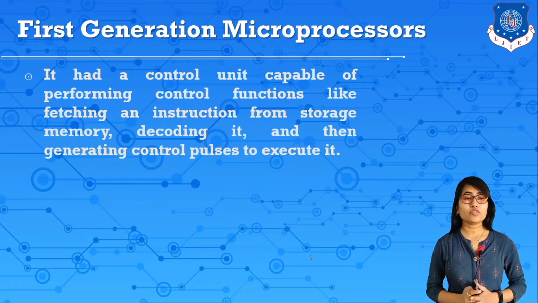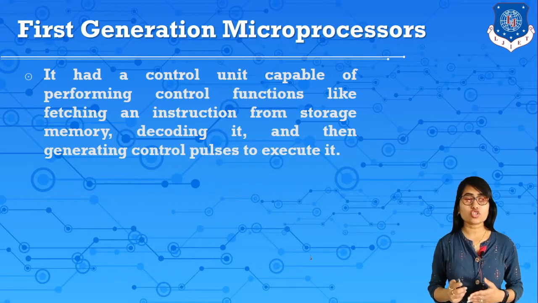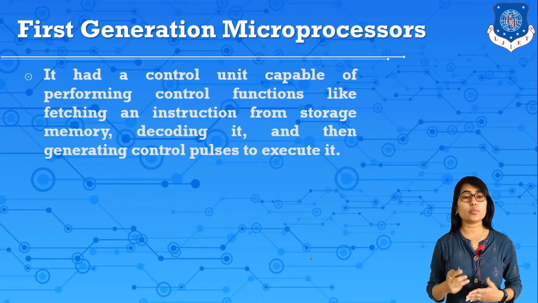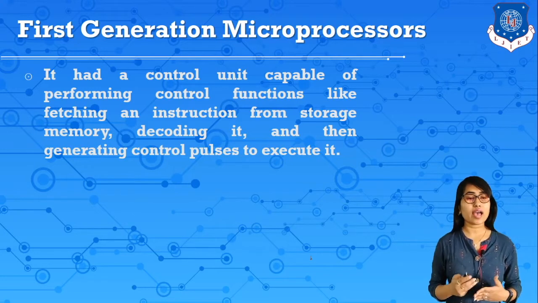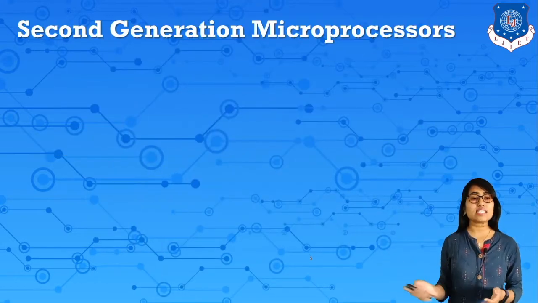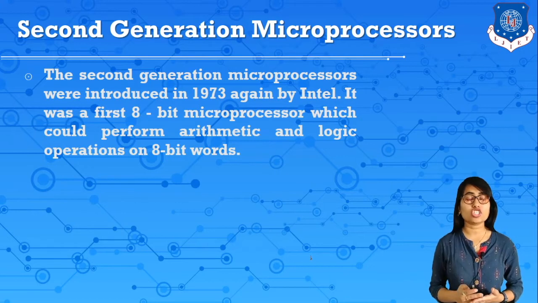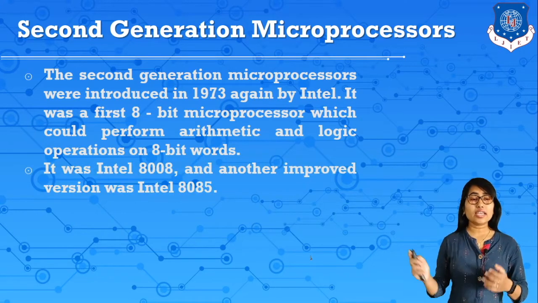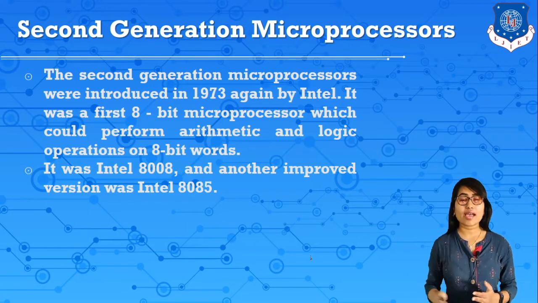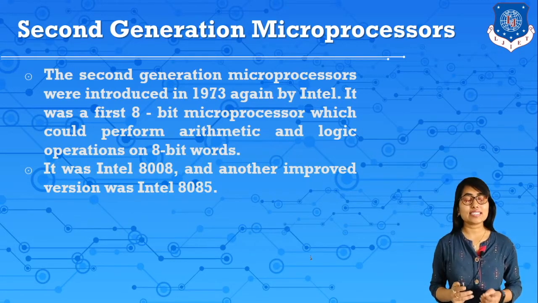This first generation microprocessor had a control unit capable of performing control functions like fetching an instruction from a storage device, then decoding it and then generating control pulses to execute it. Next we have the second generation microprocessor. The second generation microprocessor was introduced in 1973, again by Intel. It was the first 8-bit microprocessor which could perform arithmetic and logical operations on 8 bits. It was Intel 8008 and another improved version, Intel 8085.